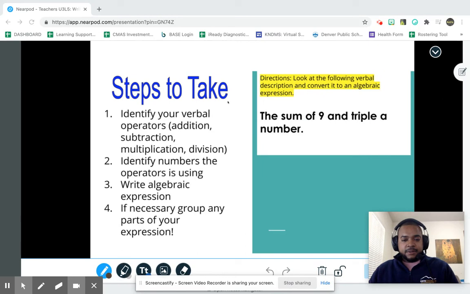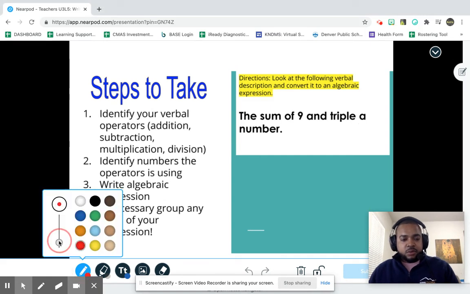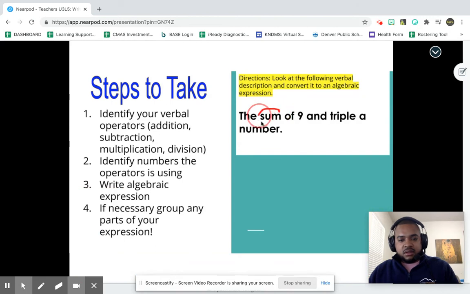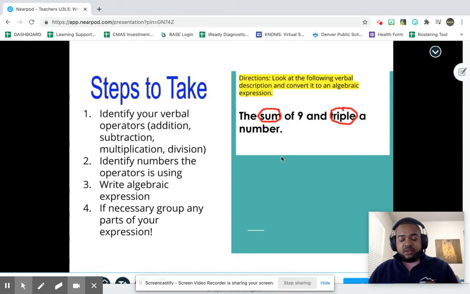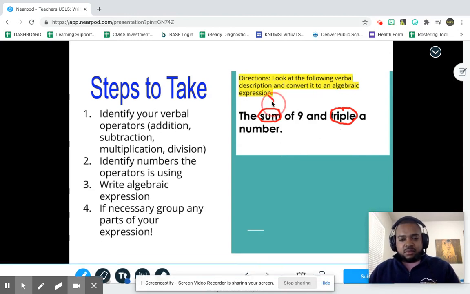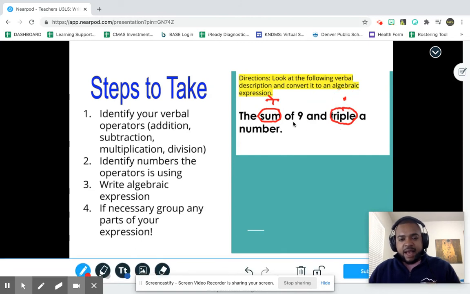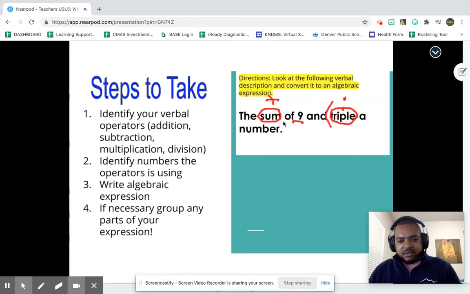Let's look at the next one. All right, the sum of 9 and triple a number. Okay, there are two things here. I see some verbal operators: the word sum and the word triple. So that means there are two things I need to do. One is probably more important, and one needs to be grouped. The sum of, well, what am I adding? The sum means add. Triple means multiplication. I'm adding 9 and this grouping right here.